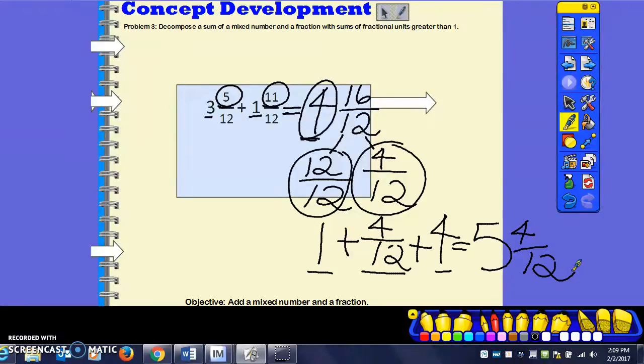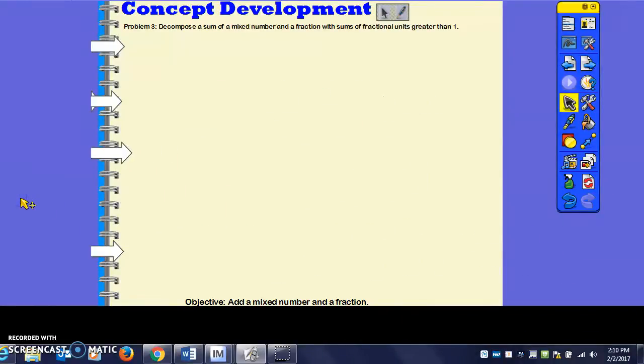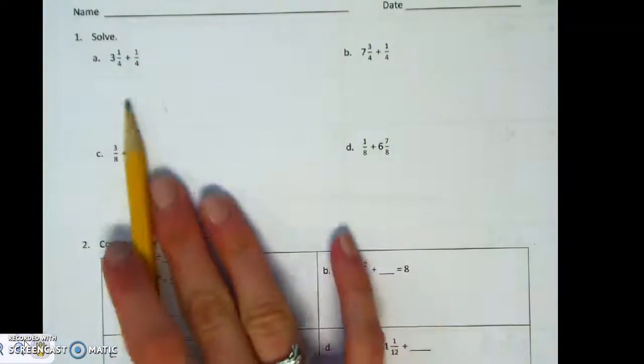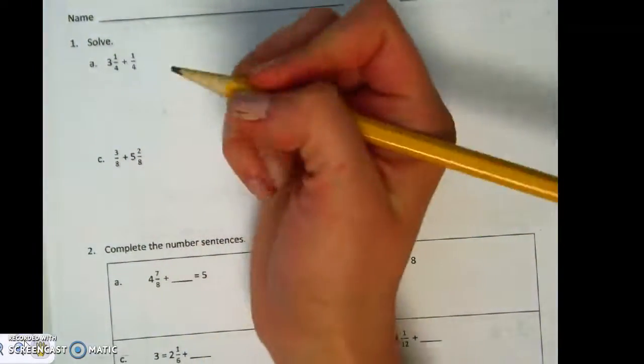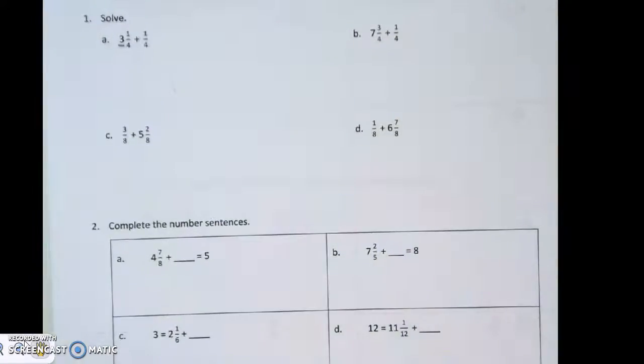Go ahead and erase your boards. And we're going to move to our problem set to work a few on those together. Okay, the first part you should be able to work. I'll work one from each section. So I have a little criteria sheet for you. It's a small sheet, so let's use that.